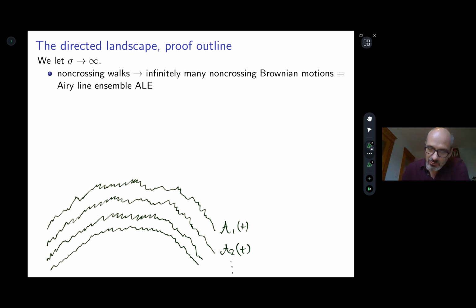And because we send both dimensions to infinity, it's not going to be just 3 Brownian motions, but actually infinitely many. So it turns out this object exists: infinitely many Brownian motions that are conditioned not to intersect, and you can understand them through determinantal formulas. And it is called the Airy line ensemble.